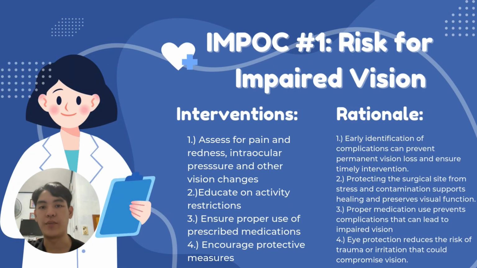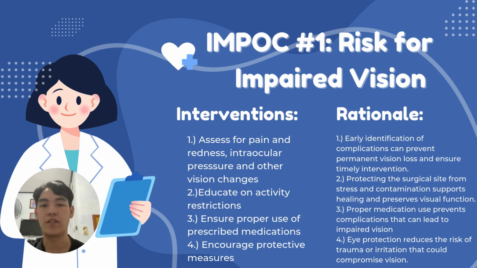So our first immediate post-operative care is the risk for impaired vision, and the following interventions include assessing for pain and redness, also intraocular pressure and other vision changes, because early identification of complications can prevent permanent vision loss and ensure timely intervention.